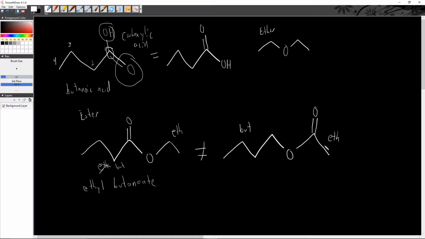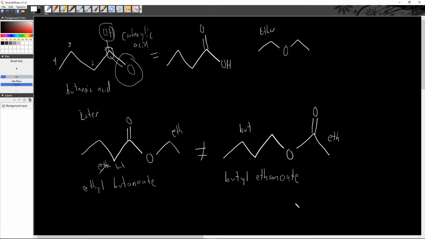So to name this one, I first name the chain that does not have the double bonded oxygen, so this will be butyl. Then I name the part with the double bonded oxygen, so then eth, all single bond, ethane. And then just to indicate that this is in fact an ester, that we have this arrangement going on here, I just end it with OATE. Butyl ethanoate.